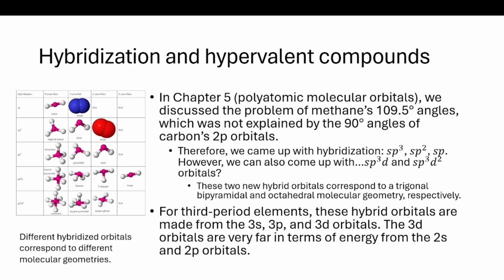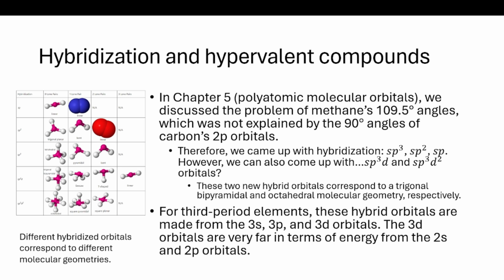2p consists of 3 different orbitals, 2px, 2py, and 2pz. And all of these orbitals are going to be at perfect right angles to each other, or in other words, 90 degrees. However, for a molecule such as methane, we're going to get an angle of 109.5 degrees, which cannot be explained simply by looking at 90-degree angles. So therefore, we came up with hybridization, such as sp3, sp2, and sp.